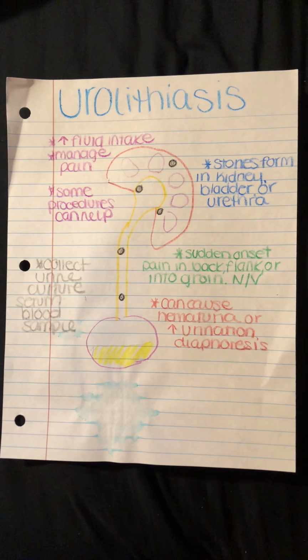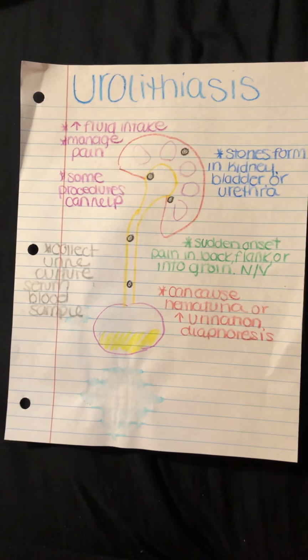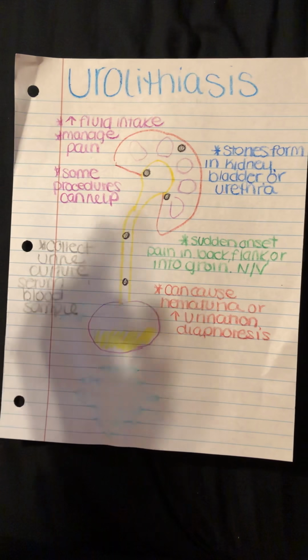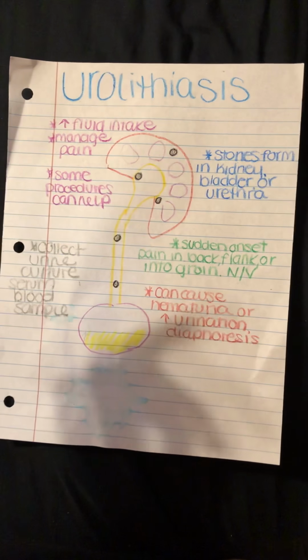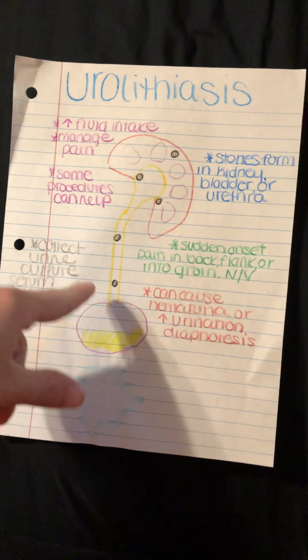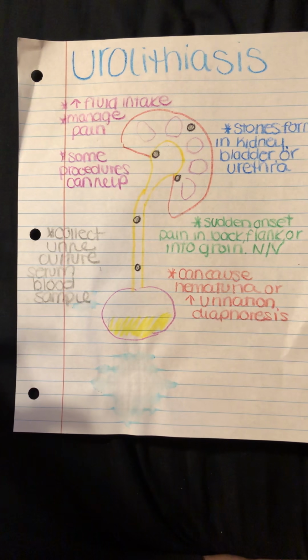Alright guys, so for this week's topic I have urolithiasis, which is basically just the formation of stones. They can happen in your kidneys, the bladder, or the urethra. But basically, these are stones that your body is trying to pass by excreting them through your urine.